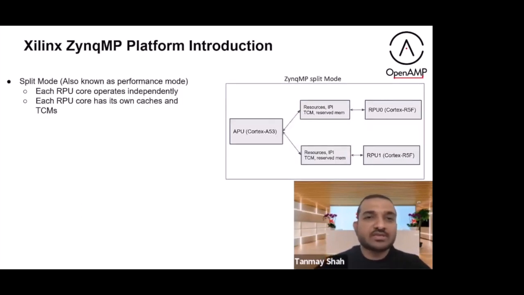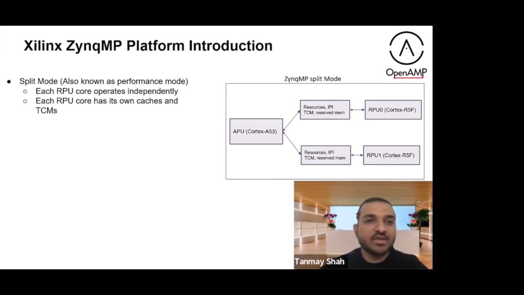So the second one is split mode. In split mode, each core operates independently, and so each core has its own set of resources. Each core has its own IPI to communicate with APU, and also an IPI to communicate between the 2 R5 cores. Also, each core has its own set of TCM and reserved memory region, where we can load a separate ELF file or separate firmware for each of the cores. And each core executes separate firmware instructions from separate firmwares.